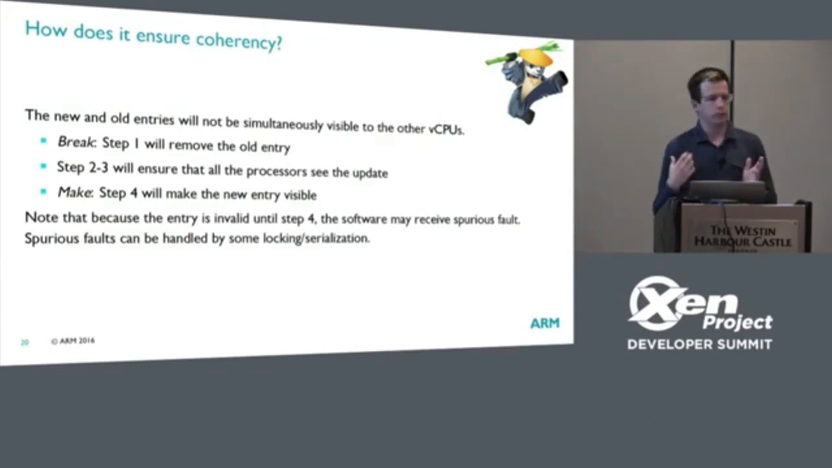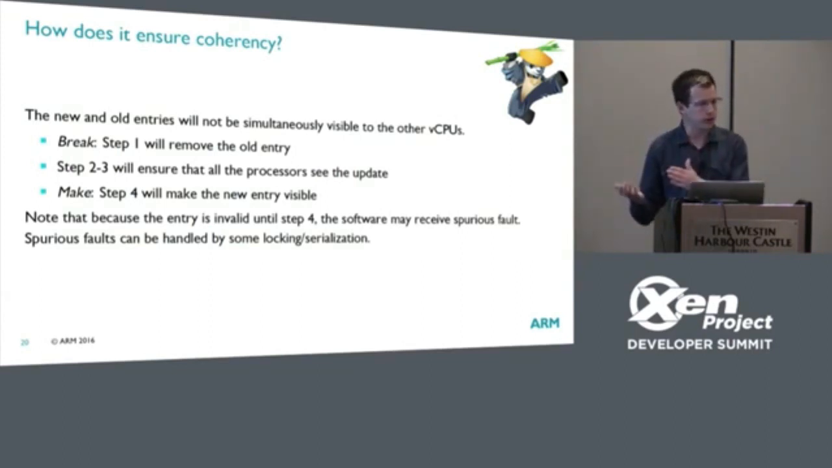You can see that because processors may be running at the same time, after step 1 until step 4, there may be a time when a processor wants to access the entry you modified, but the entry is not there anymore. So you will receive a fault from the guest or a fault from the hypervisor. You need to make sure that any spurious faults are ignored for the moment. You may want to do some locking or serialization to make sure that you don't inject a wrong fault to the guest.